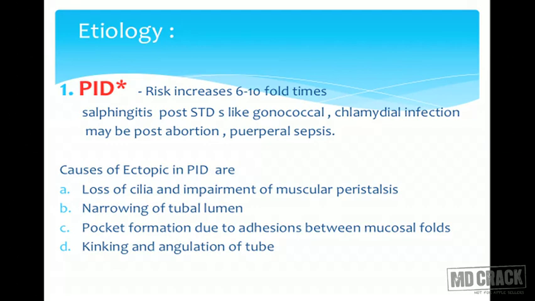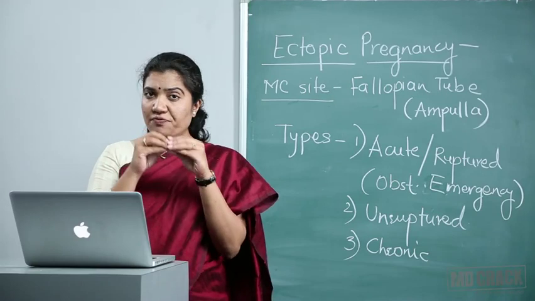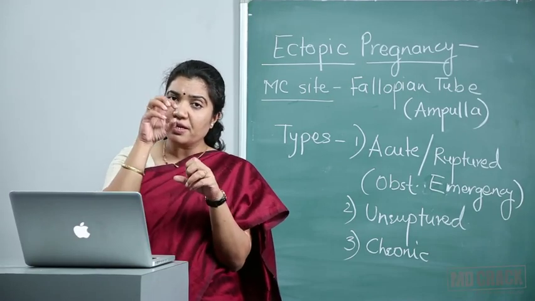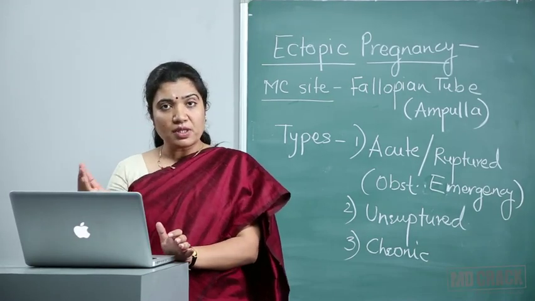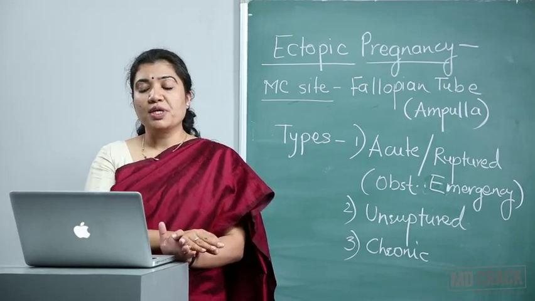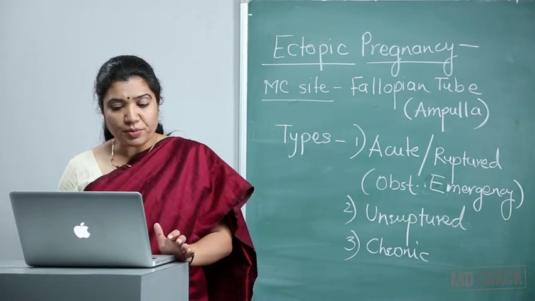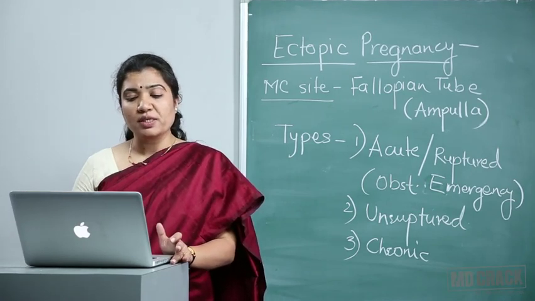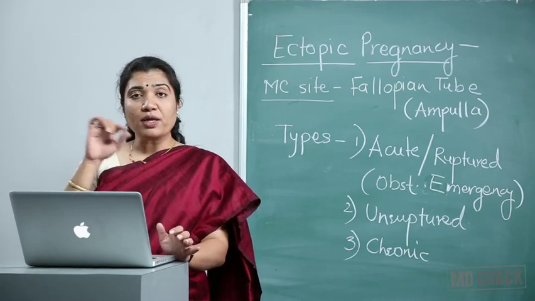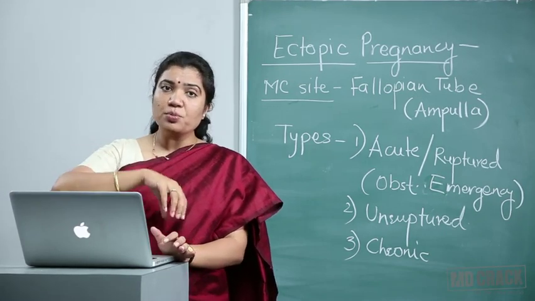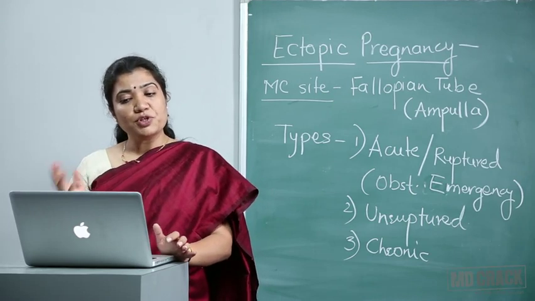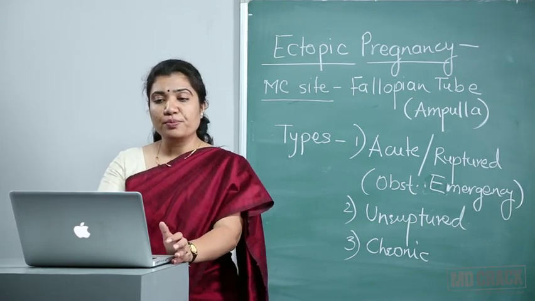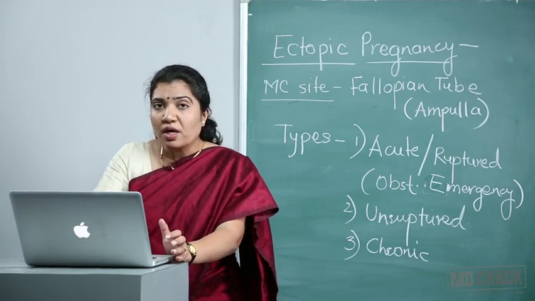Causes of ectopic in PID. As I said, first common cause, loss of cilia and impairment of muscular peristalsis. Second, these infections can cause adhesions and thus they narrow the lumen of the tube and that embryo can't get transferred to the uterine cavity. Or there can be pocket formation due to adhesions between the mucosal folds and the embryo gets stuck in these pockets. There can be kinking or angulation, maybe because of intratubal or extratubal adhesions, which will again hamper this travel of the embryo. Use of contraceptives.